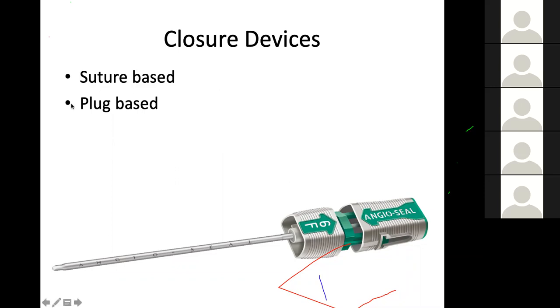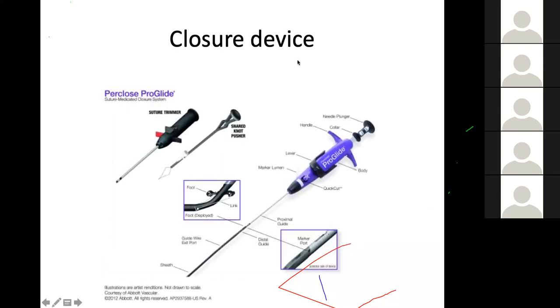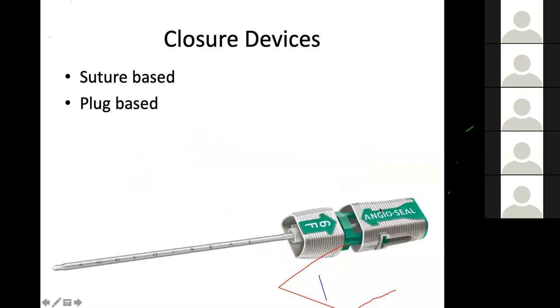The other type is a suture-based. The one that we use in our country is ProGlide. So please remember, if you're shown something like this, on which it is written ProGlide, this is a suture-based closure device. If you're shown AngioSeal, then it is a plug-based closure device. And that's all that you need to know.